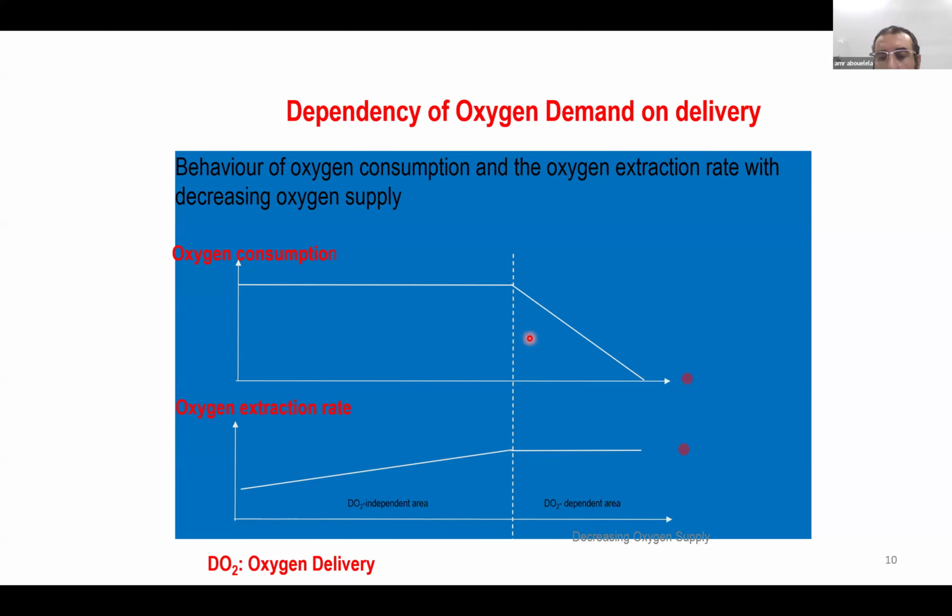So initially, the oxygen extraction will increase to an extent, to the maximum extent of 50%, and then we start to have the tissue hypoxia or the shock stage. This is an important part of the physiology you should understand.